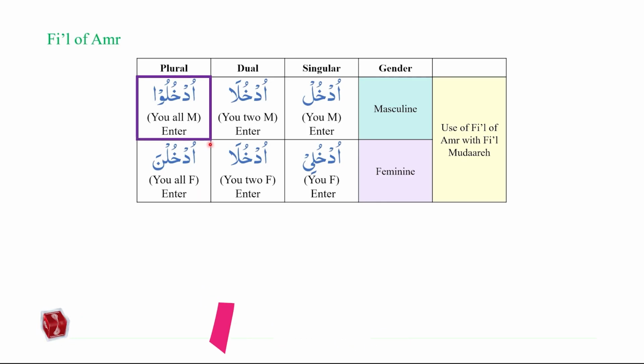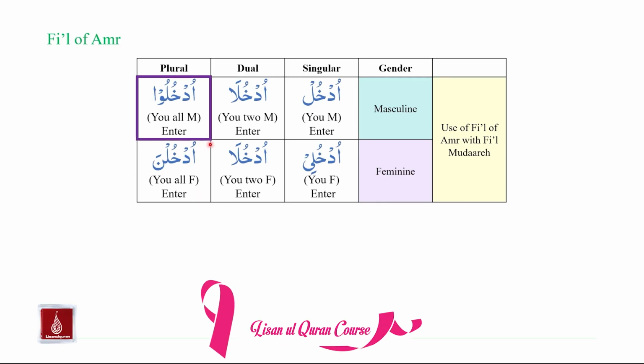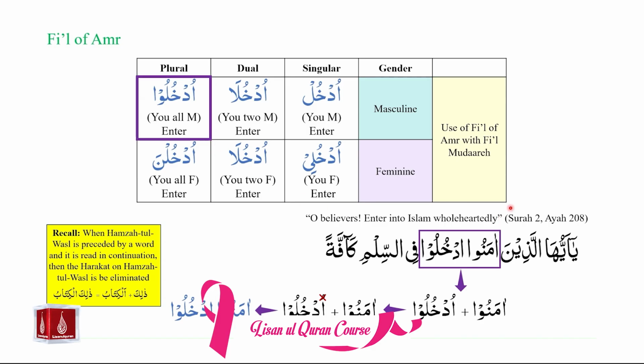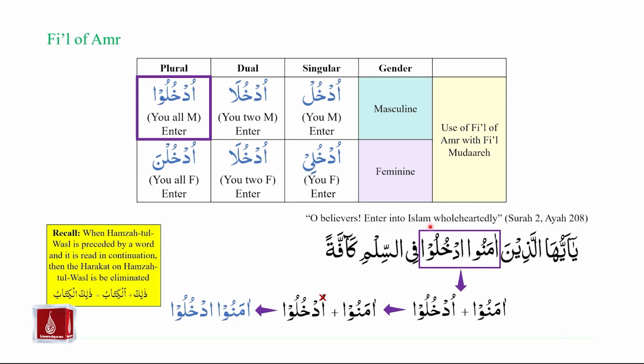We see the use of udkhulu in the Holy Quran. Surah number 2, ayah number 208. O believers, enter into Islam wholeheartedly. And we see the use of amanud khulu. Amanud khulu is a combination of amanu plus udkhulu. Please recall that when hamzatul wasl is preceded by a word and it is read in continuation, then the harkat on hamzatul wasl is eliminated.